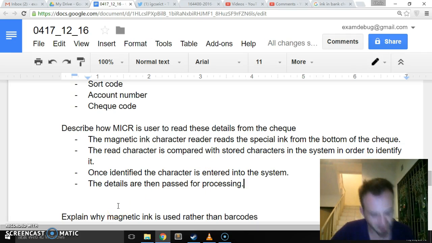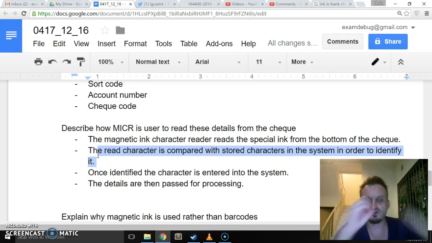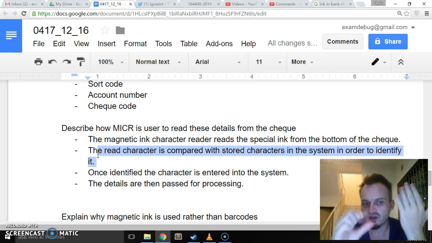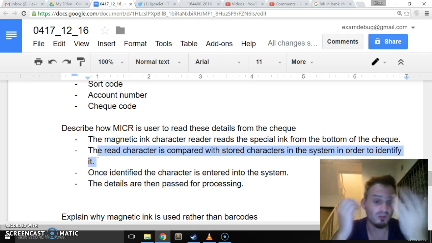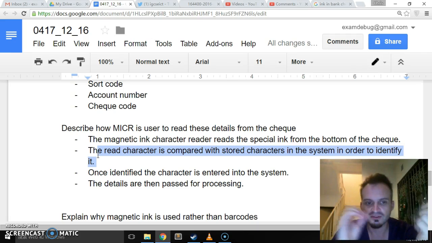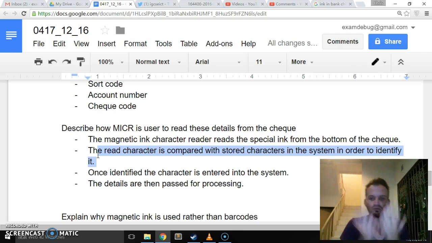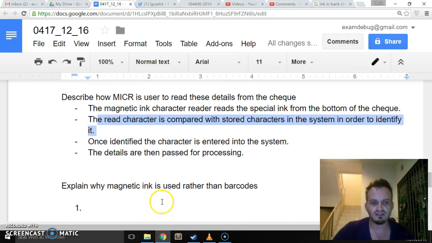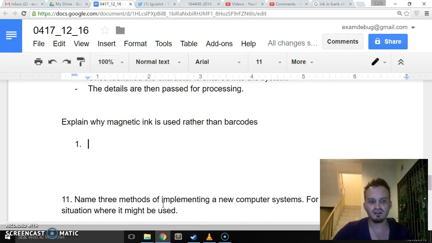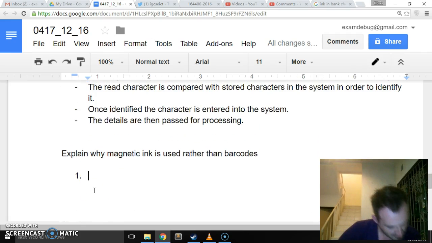It's a 3-point question. And this is the main bit here. So you've got the characters that are being read in off magnetic ink, almost like they're being scanned in, although that's more OCR. They're compared with what's in the system to try and find the closest one in order to identify it.